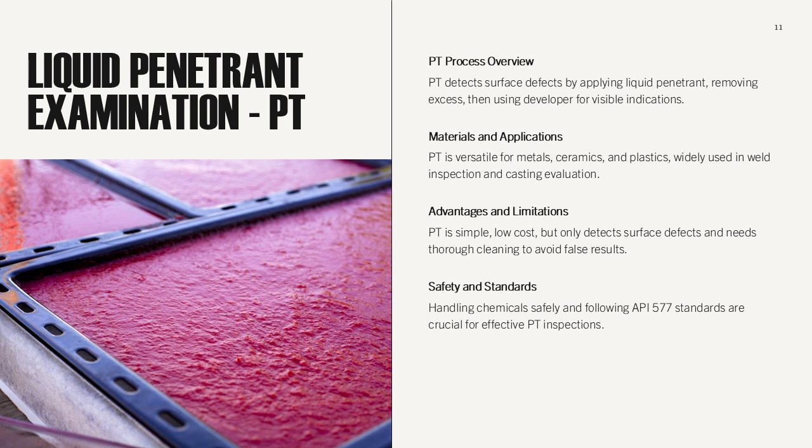PT is suitable for metals, ceramics, and plastics, making it versatile across industries. API 577 outlines steps such as cleaning, application, dwell time, removal, and inspection under appropriate lighting. PT can use visible dye or fluorescent penetrants for enhanced sensitivity.